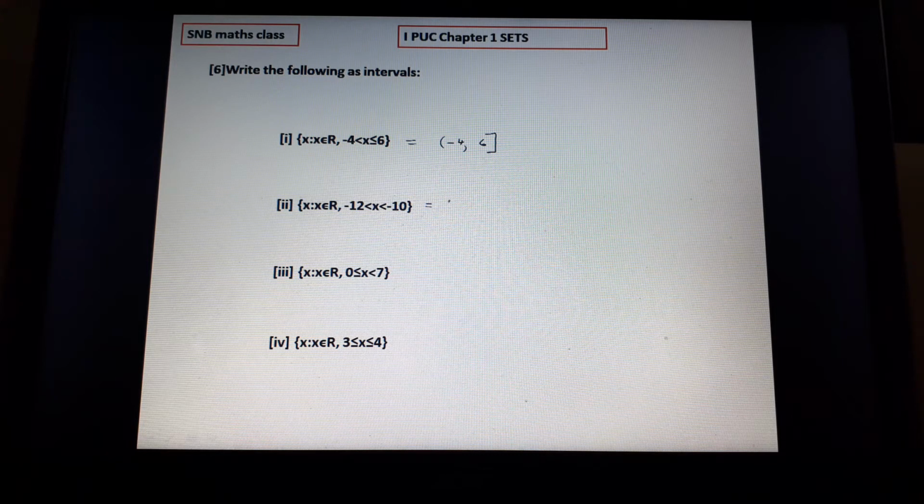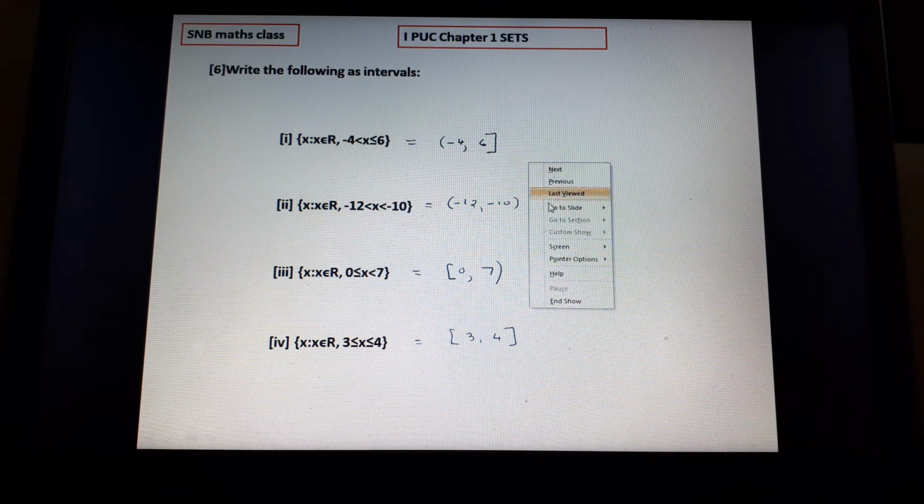Same way here, -12, then -10. We have to use both open brackets. And here, this side it is closed, this side it is open. Therefore I have to use [0, 7). And similarly here it is closed on both sides, [3, 4]. So this is the interval form of the given set builder form. In the next question, it is just the reverse. That is, the interval form is given. You have to write the set builder form.